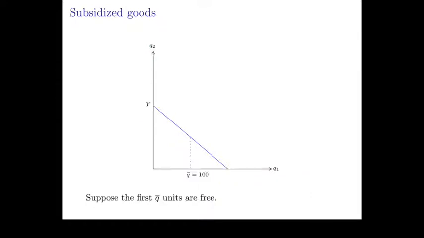Now let's suppose there's a subsidy of 100. So the first 100 units of good one are free. You get the first $100 of food for free. So you get Q bar equals 100. So what you pick from now is actually this set.